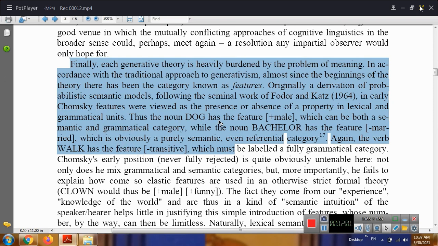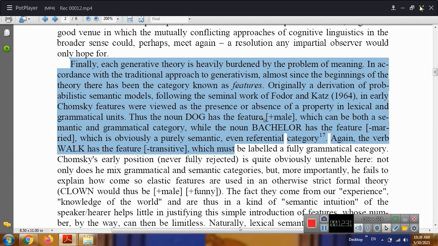Thus, the noun dog has the feature, so sorry, because I saw it in the capital word. This capital word, the word which appears in the form of capital letters, means that it is a proposition. It is in our mind and we don't pronounce it. It just exists in our mind.